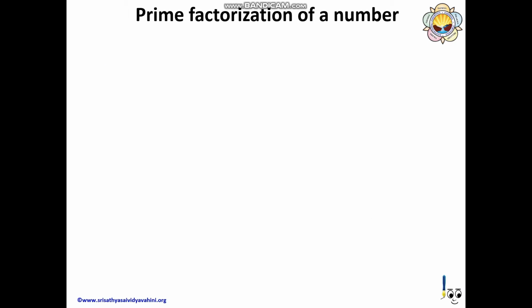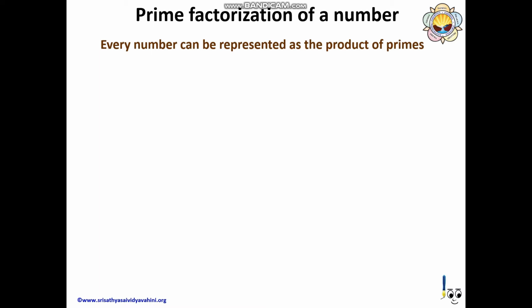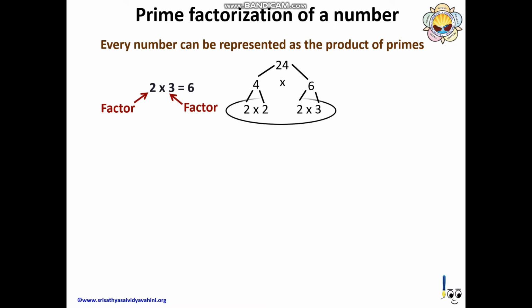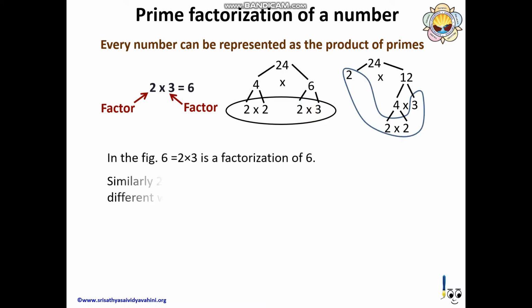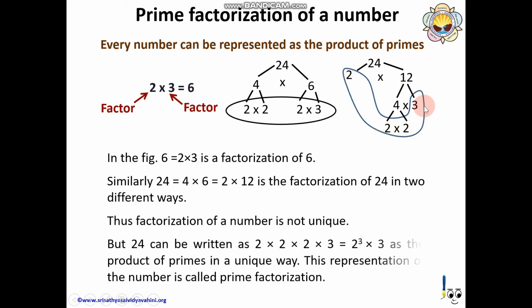So next is prime factorization of a number. What is prime factorization? Every number can be represented as the product of primes. So you can see here 2 and 3 are the prime factors of the number 6. Similarly for 24, 4 and 6 are factors, but they are not prime. So further we can find it: for 4 you will get 2 into 2, and for 6 you will get 2 into 3. So these are the prime factors of the number 24. Similarly, it can be written in this way also. Here also you will see the prime factors are 2 into 2 into 2 into 3. So this is how we find the prime factors of any number.